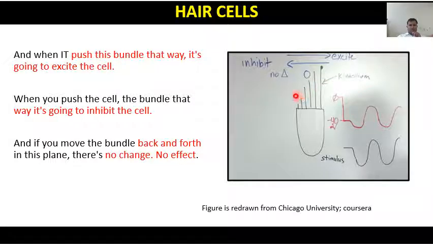And the moment when the sound comes from left to right, that means from the stereocilia to the kinocilium, the hair bundle bends toward the right direction, and it causes an action potential which travels through the neuron and goes to the brain. While if the sound comes from the right direction, that means from kinocilium to stereocilia, it causes hyperpolarization and it inhibits the action potential.